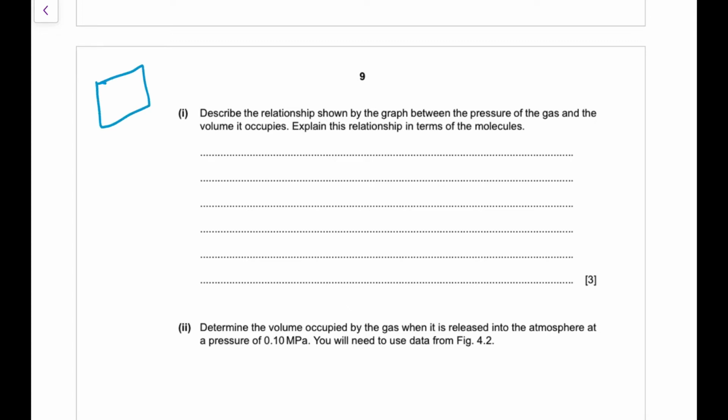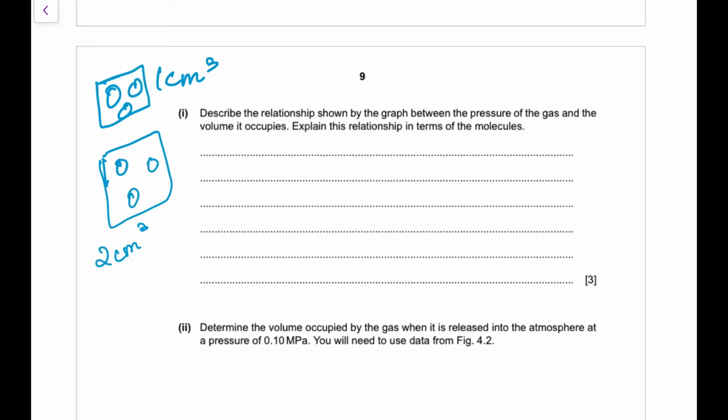Supposing we had initially 1 cm cubed of volume and 3 molecules, right? And now compare this to the scenario of having 2 cm cubed of volume and the same number of molecules. In the first situation, the molecules are more likely to collide with the walls of the container, and so this will create a greater pressure. Whereas in the second case, the molecules will take longer to collide, and this means the collision frequency in the second case is lower. And so if you increase the volume, you will decrease the pressure by reducing the collision frequency.